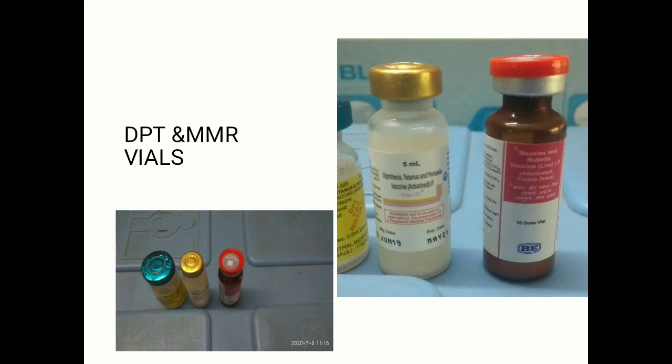So the vaccines can be classified into 5 types: live attenuated, killed or inactivated vaccines, subunit or conjugate vaccines, recombinant vaccines, and toxoid. The killed inactivated vaccines are nothing but vaccines where the antigenicity is maintained.